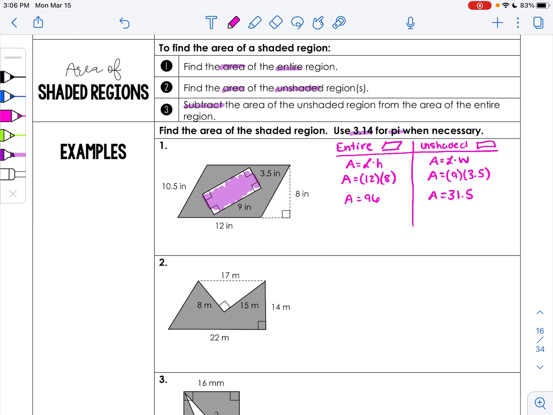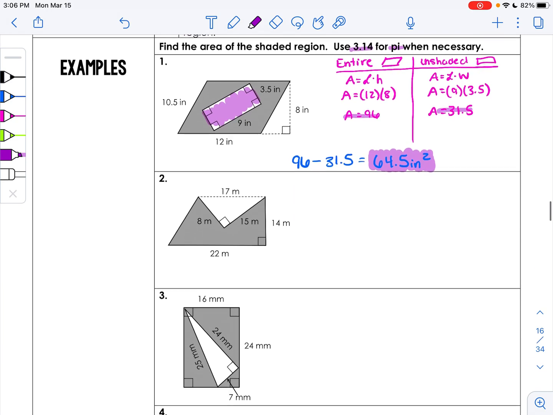Once I have these 2 areas, I'm then going to take the 2 areas and subtract them. So 96, the area of the entire shape, minus 31.5, the area of the unshaded. Again, typing this into our calculator, and we get 64.5. And our unit of measure is inches squared, since we're working with area.